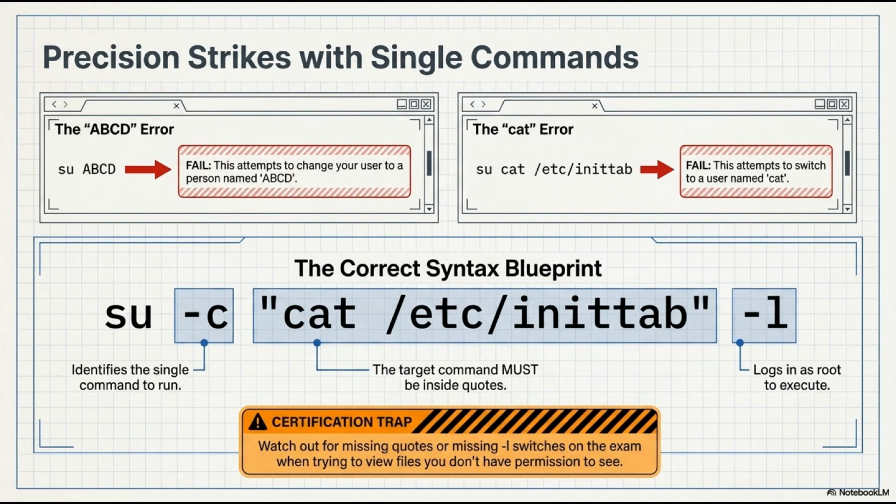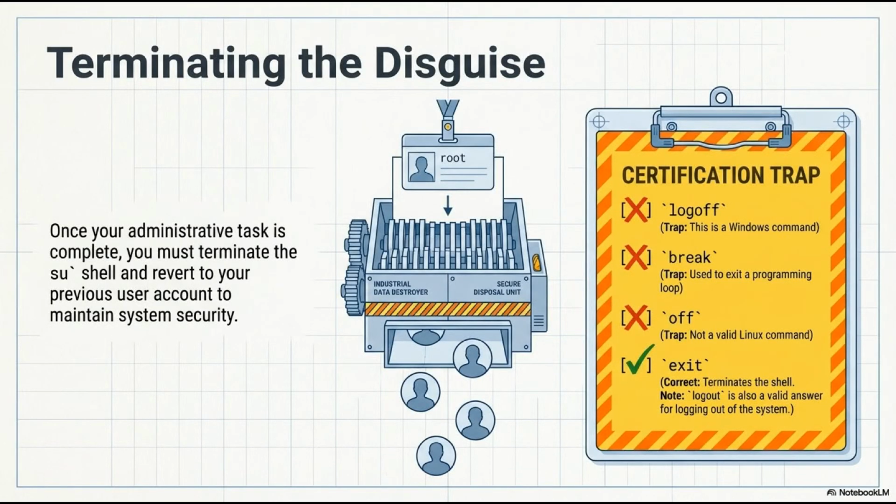It is a very tightly engineered sequence, isn't it? Very tight. But once that subshell finishes the precision strike, it terminates automatically. However, if you did a full switch, like if you used sudo and have been working as root for an hour, you have to manually sever that session. You definitely do. Which brings us to slide 7, titled Terminating the Disguise.